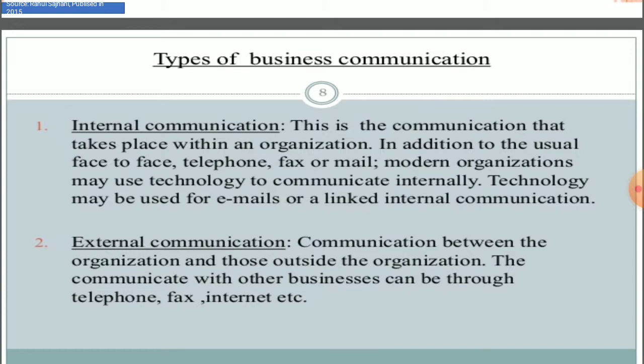So in this particular video, till this moment, we have seen two types of business communication. One is internal communication and the second one is external communication. These are the two basic types of communication which we have seen so far. I hope you have understood thoroughly. If you have any doubt, you can ask me by using Google Classroom.